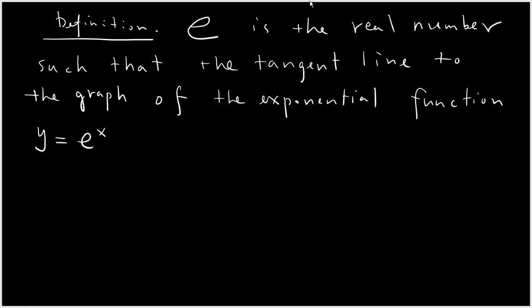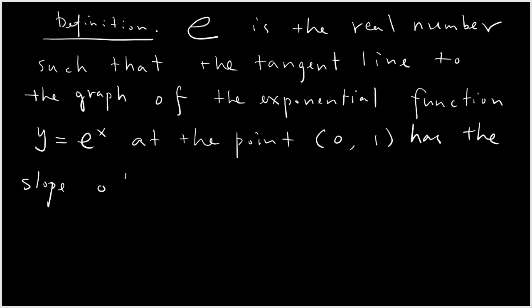Now let me get a little organized. E is the real number such that the tangent line to the graph of the exponential function y equals e to the power of x at the point with x coordinate of 0 and y coordinate of 1 has the slope of 1.